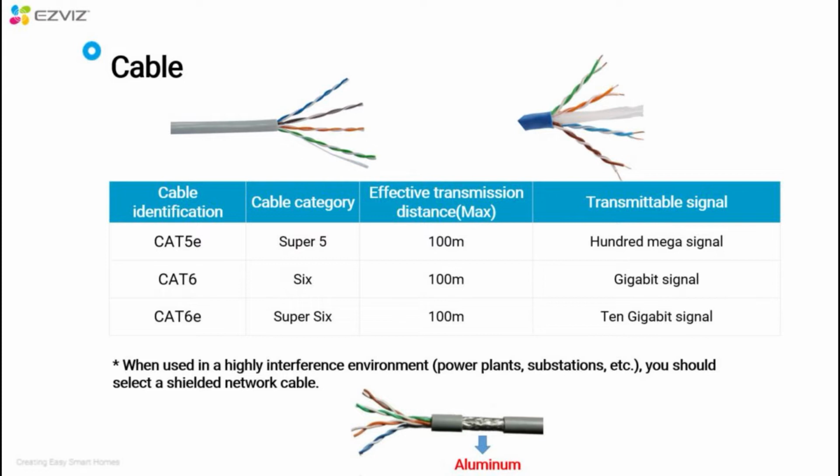And if the logo on the surface is not clear, it can be distinguished by the inside of the network cable. Such as in this picture, if you see the white cable inside the network cable, it should be the 6 or Super 6 cable. And there's a note here. When using it in a highly interfering environment, you should select the shielded network cable.